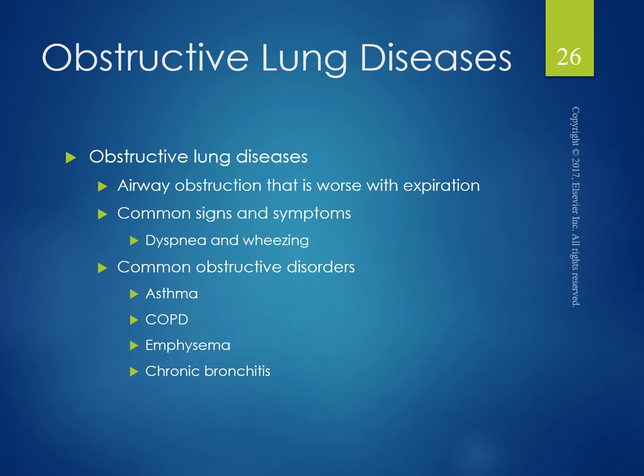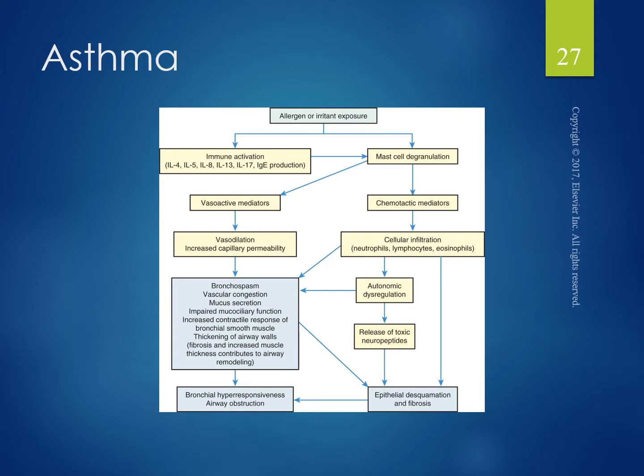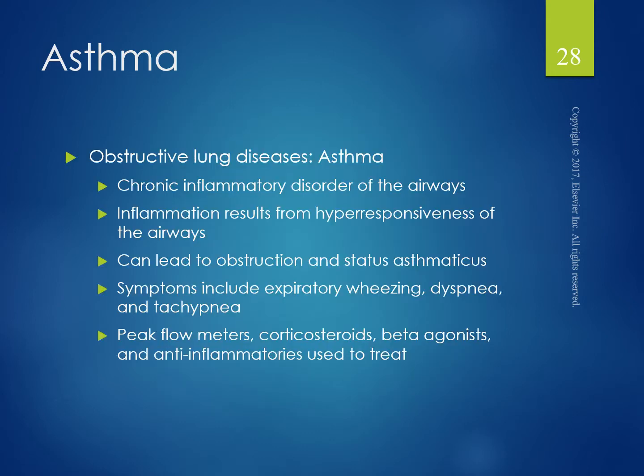Common disorders are asthma, COPD, emphysema, and chronic bronchitis. This is just the asthma algorithm for you. The common denominator underlying all types of asthma is an exaggerated hypersensitivity response to a variety of stimuli. It's suggested that the inflammatory cells, neutrophils, eosinophils, lymphocytes, and mast cells, as well as damage to the bronchial epithelium, contribute to exacerbation. Studies showed a role of the T lymphocytes in the pathogenesis, as well as genetic and environmental factors.